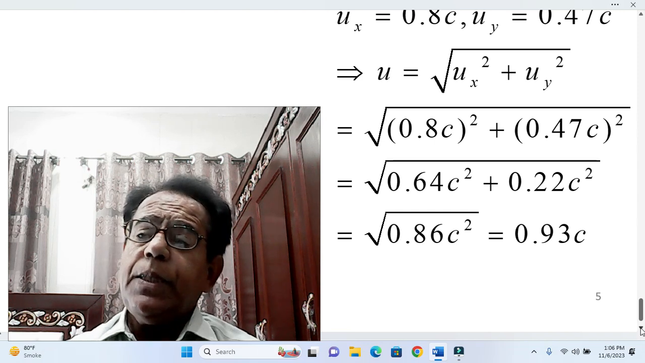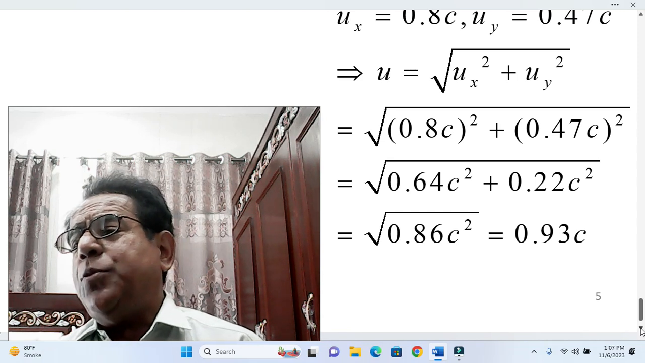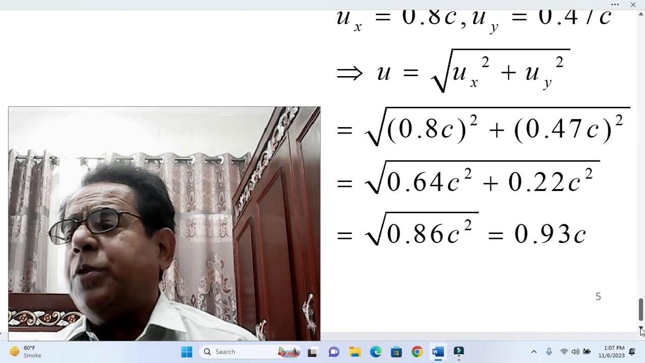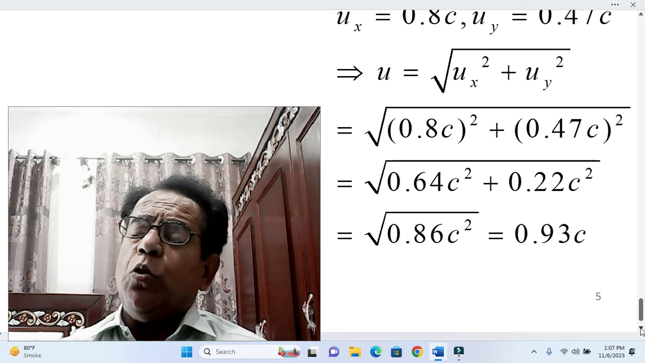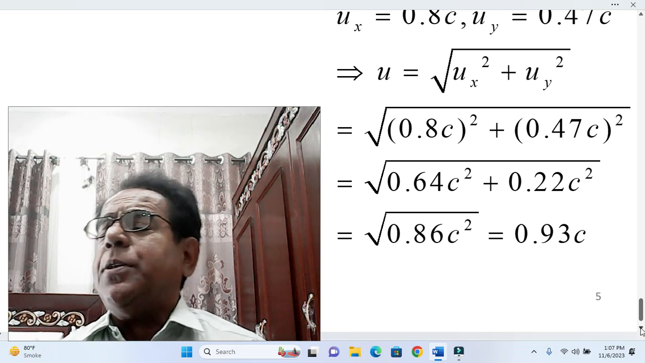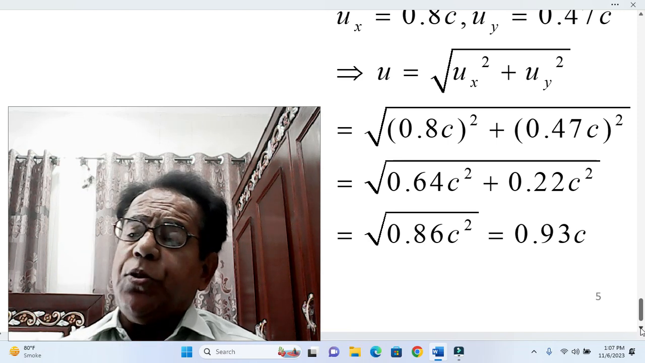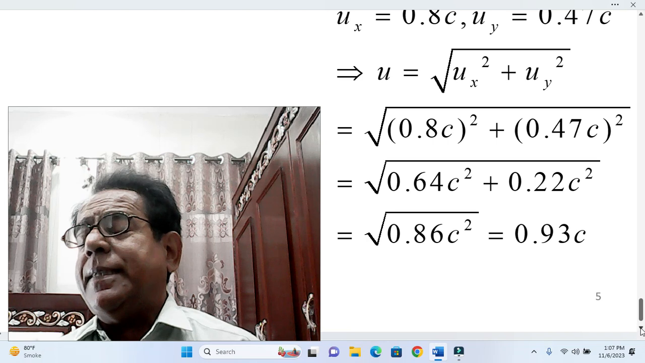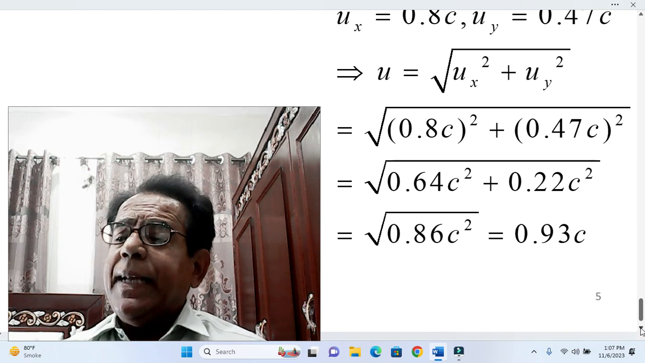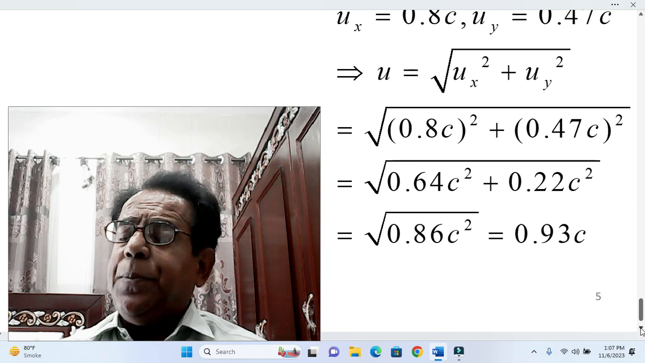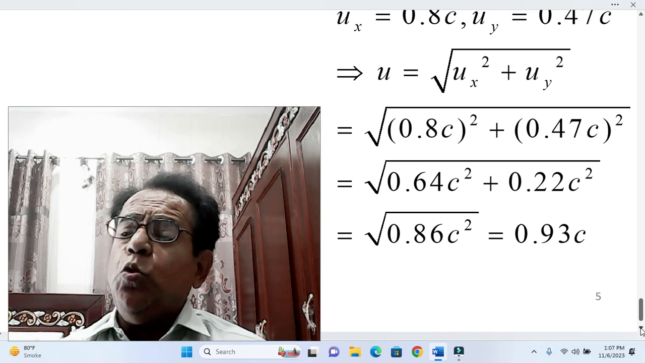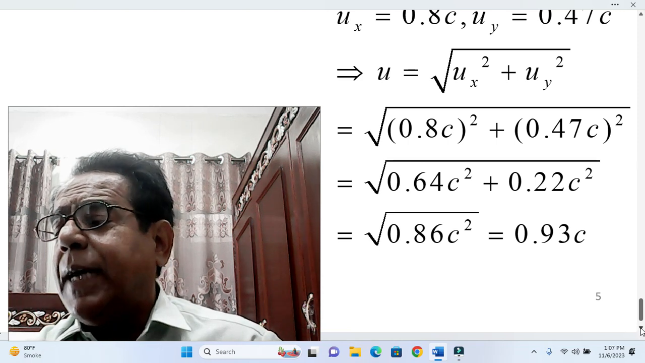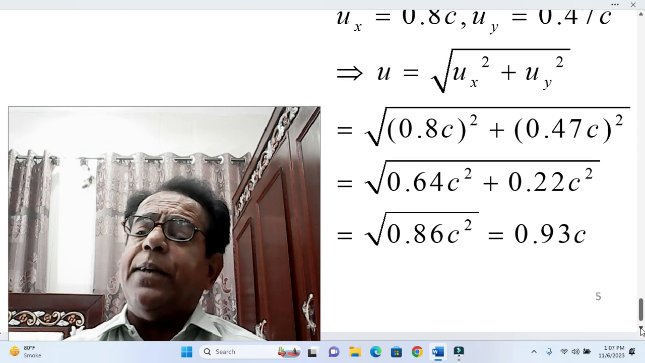So u is equal to square root of (0.8c) square plus (0.47c) square, this becomes equal to square root of 0.64c square plus 0.22c square, this becomes equal to square root of 0.86c square, and this becomes equal to 0.93c. Because when we take the square root of 0.86, it becomes 0.93, and the square root of c square is simply c. So our u has become equal to 0.93c, which we had to find out or calculate.